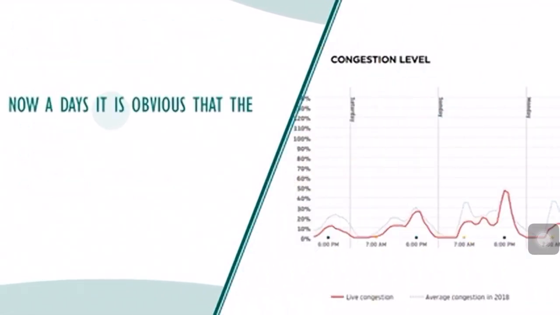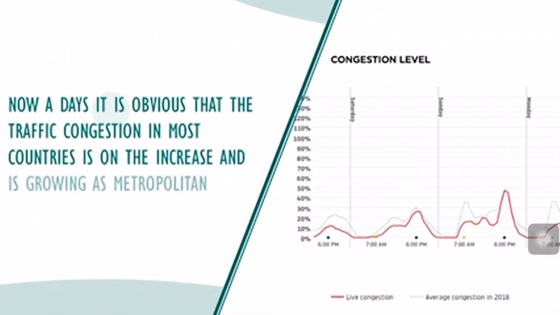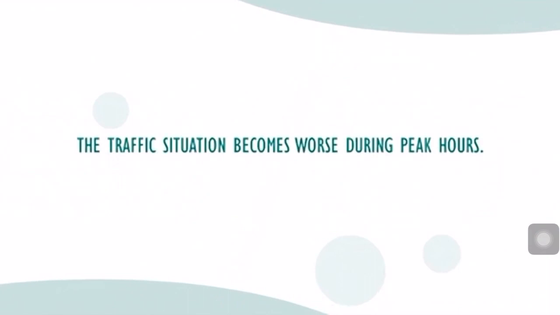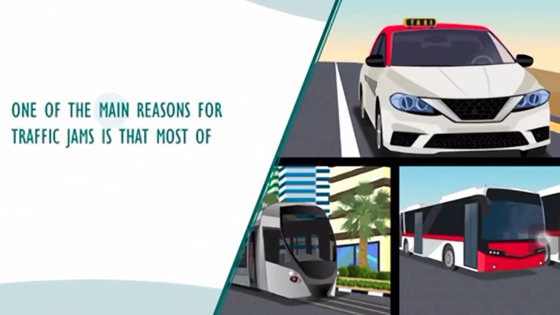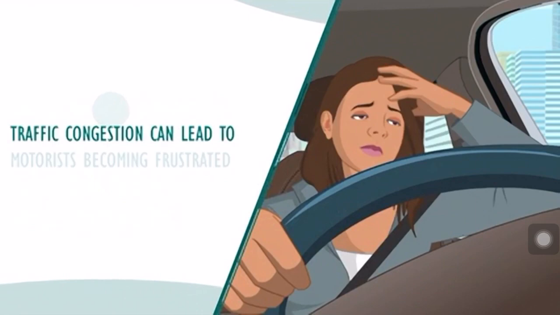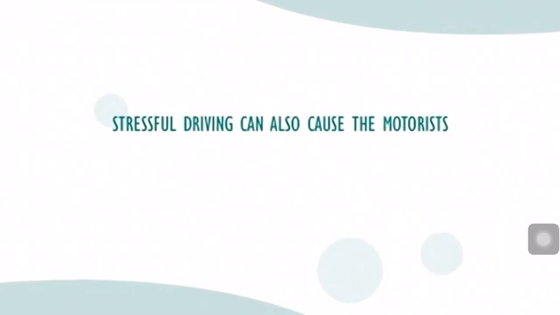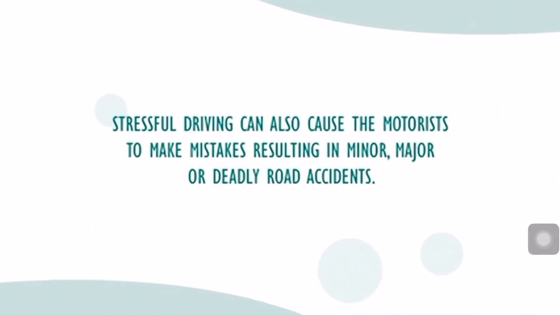Nowadays, it is obvious that the traffic congestion in most countries is on the increase and is growing as metropolitan areas are becoming bigger. The traffic situation becomes worse during peak hours. One of the main reasons for traffic jams is that most of the people prefer using their own vehicles instead of public transportation. Traffic congestion can lead to motorists becoming frustrated and engaging in road rage. Stressful driving can also cause the motorists to make mistakes, resulting in minor, major, or deadly road accidents.